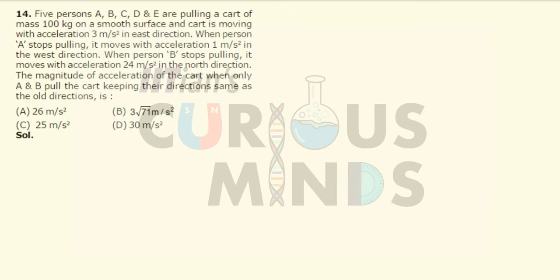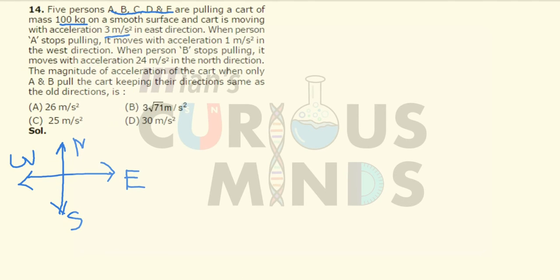5 persons A, B, C, D and E are pulling a cart of mass 100 kg on a smooth surface, and the cart is moving with an acceleration of 3 meter per second square in the eastward direction. Now taking the general convention over here, this is north, this is south, this is east and this is west.